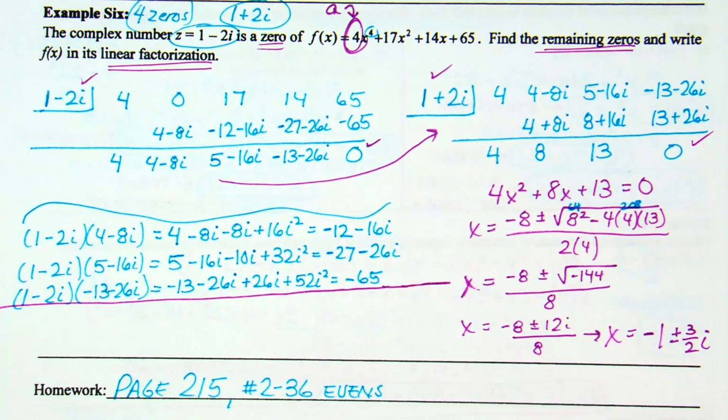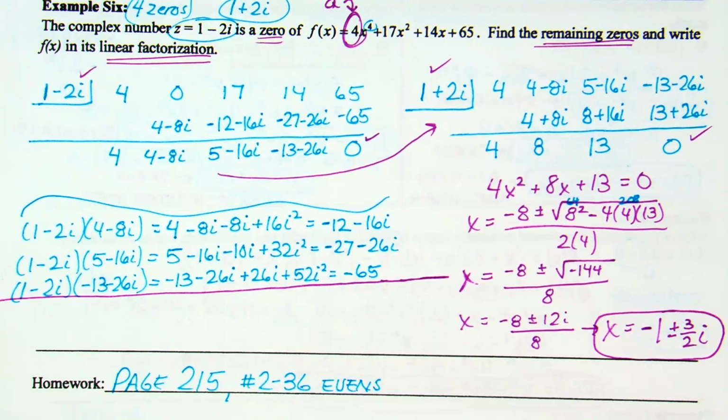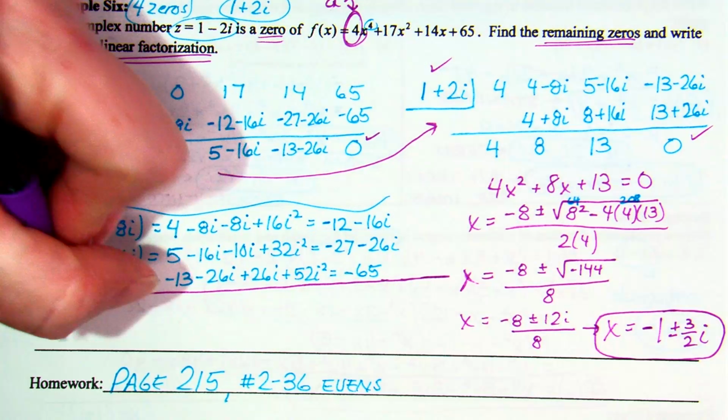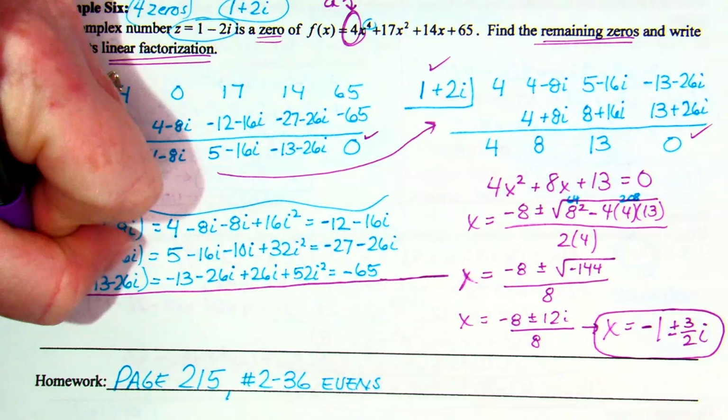Okay. We now have 4 zeros, correct? The directions said find the remaining zeros. Check that. And write f of x in its linear factorization. So, I'm going to write it in two different ways, because I want you to see it in two different ways.